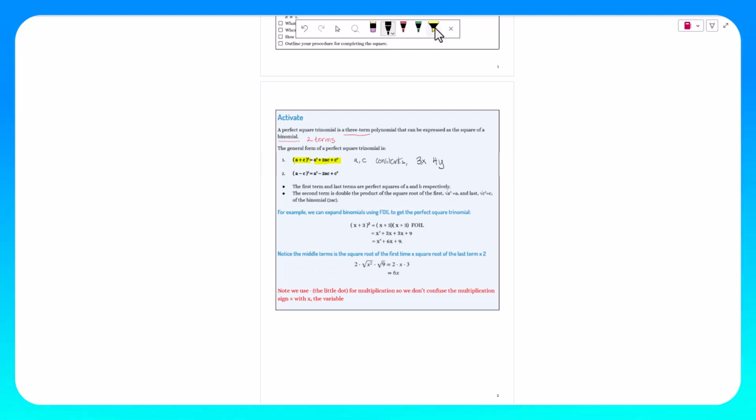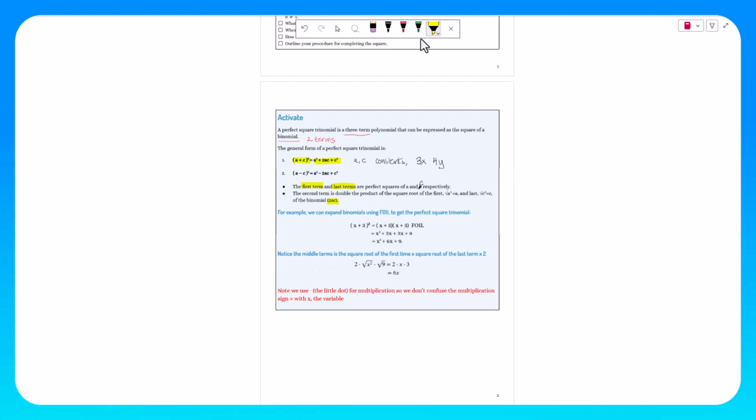And the thing about the perfect square is that the first term and the last term are perfect squares of a and c, respectively. Well, that says b, that should be c. And the second term is double the product of the square roots of the first and last terms. In other words, if we take the square root of a squared, we get a. And the last term, we get the square root of c squared, which is c. The middle term is going to be 2 times a times c.